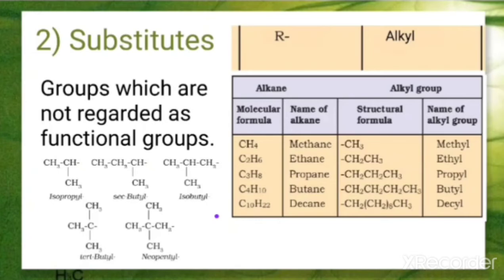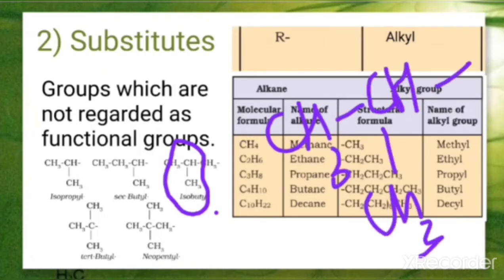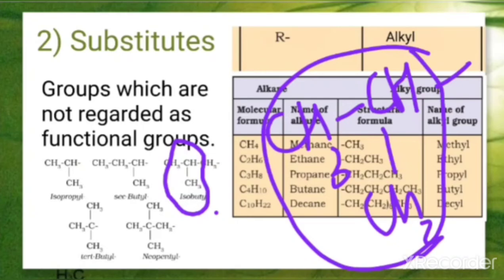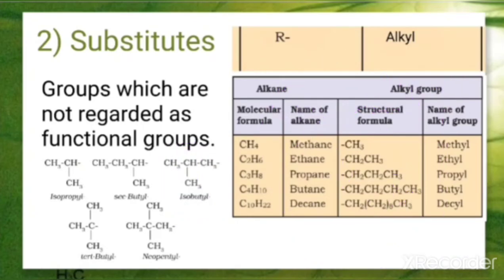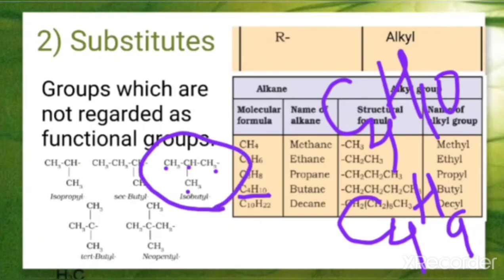Next, this is called isobutyl. Again 1, 2, 3, 4 carbons are there, therefore we use the word butyl. Whenever this part, CH3 CH CH3, is there, that is called iso. So it is called isobutyl because there are a total of 4 carbons. What is the formula for butane? C4H10 is butane. So what will be butyl? That is C4H9. When you count the number of carbons and hydrogens in this, you get C4H9.